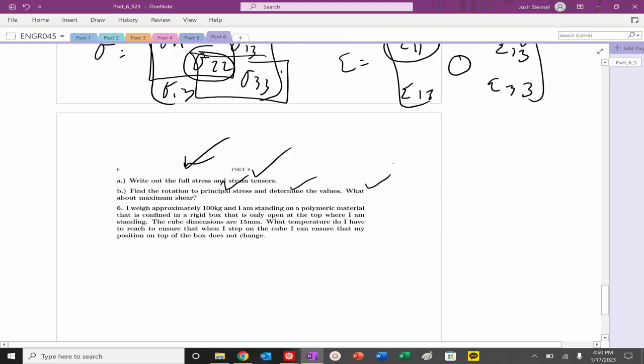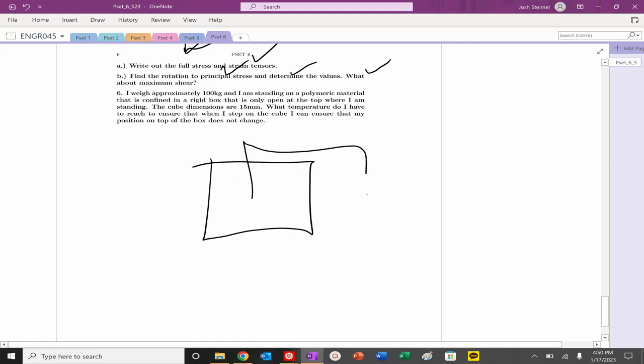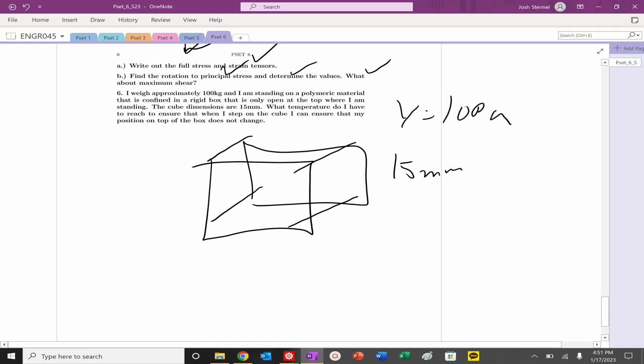Done and done. Now, finally, I weigh approximately 100 kilograms, and I'm standing on a polymeric material, so I have a rigid box. It's a polymer, 15 millimeters. So rigid box, polymer, so Y is equal to 1 GPa. Nu is equal to 0.4. I'm standing here, 100 kilograms.